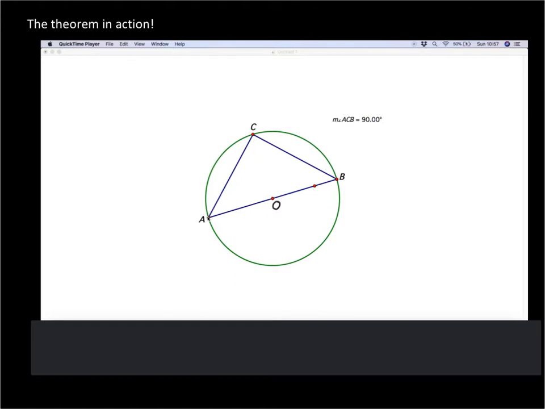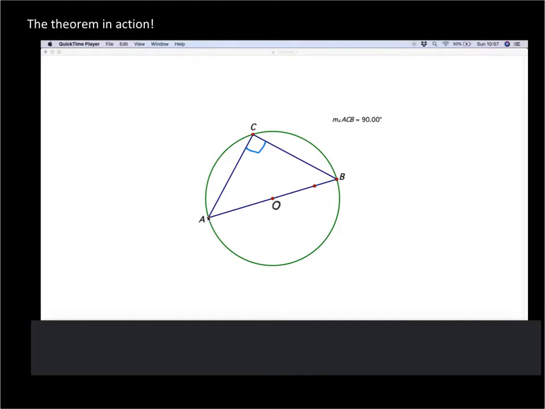Now, we've joined A to C with a chord and B to C with a chord as well, and we've created a triangle. Now, you can hopefully see a little measurement just in the top right-hand corner, which is where angle ACB has been measured, and it's 90 degrees. So that's this angle here. It's been measured to be 90 degrees.